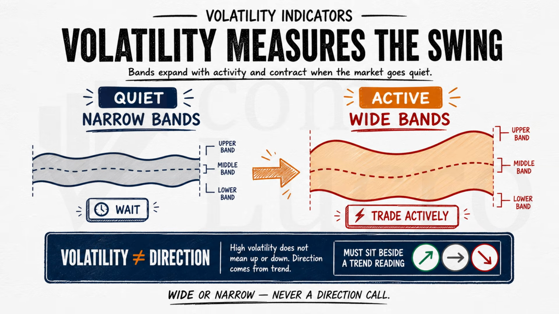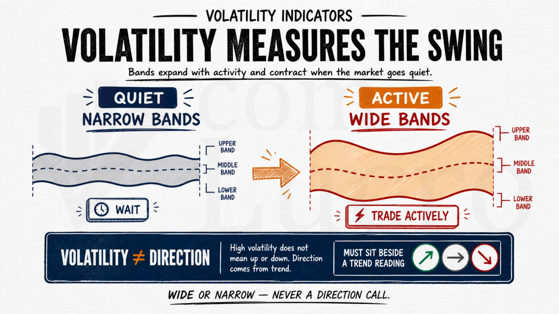Finally, volatility indicators, which measure how widely price is swinging. Bollinger Bands are the best-known example. They expand and contract with market volatility. Wide bands mean the market is moving aggressively. Narrow bands mean it has gone quiet, and quiet markets often come right before the next expansion. That reading tells you whether to trade actively or wait.